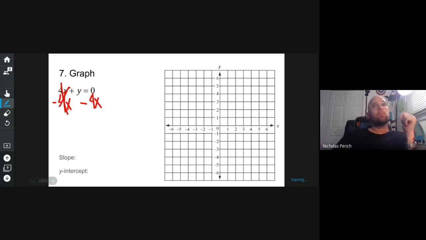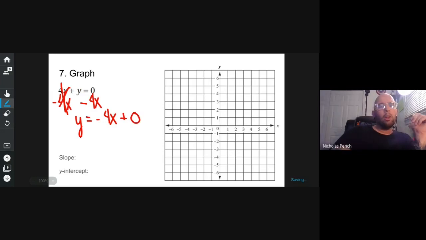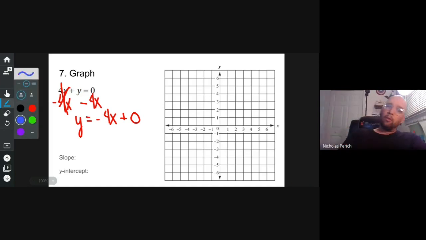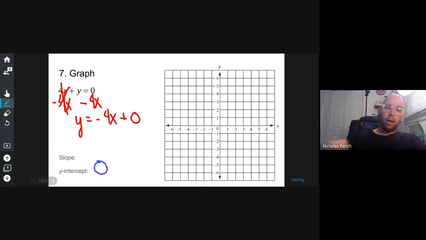Minus 4x, and cross it out. What this leaves me with is y equals, I have a 0 and I have a negative 4x. Do they combine? Well, they kind of do, but I'm just going to write it out like this. Negative 4x plus 0. The reason I'm going to write it out like that is it helps me understand that 0 is my y-intercept.